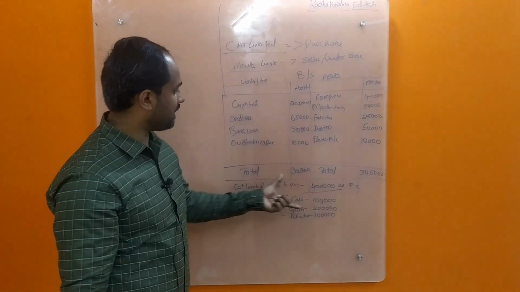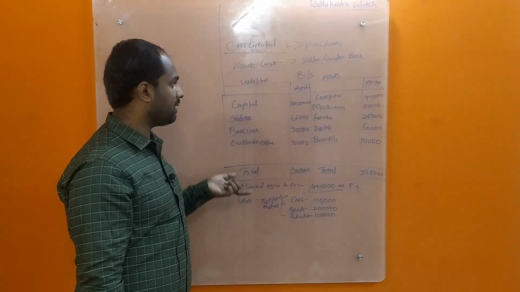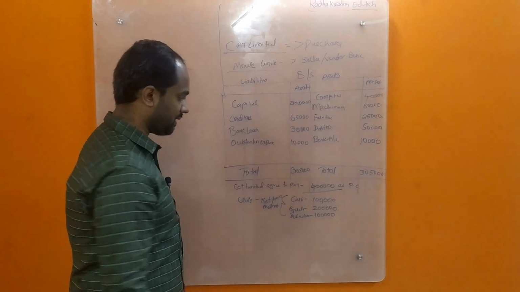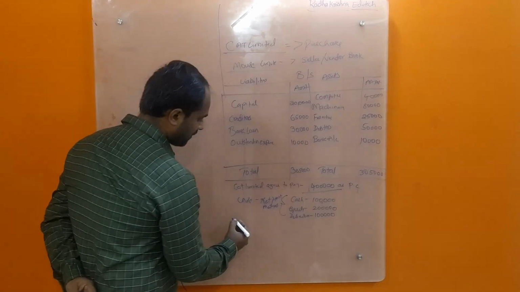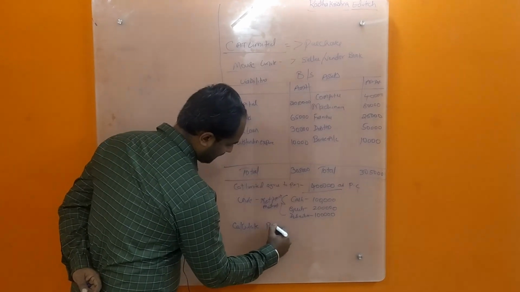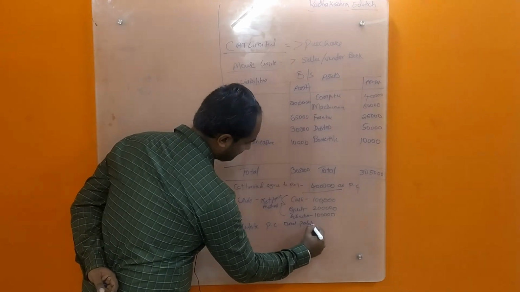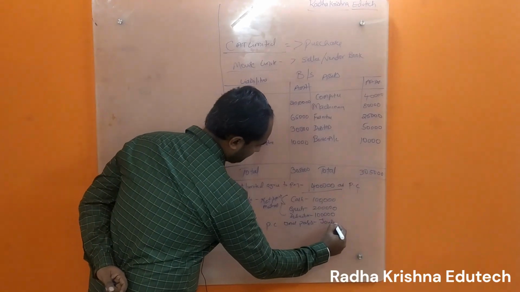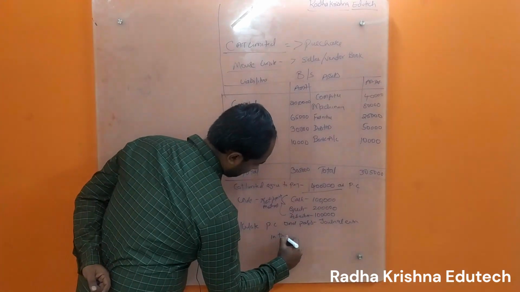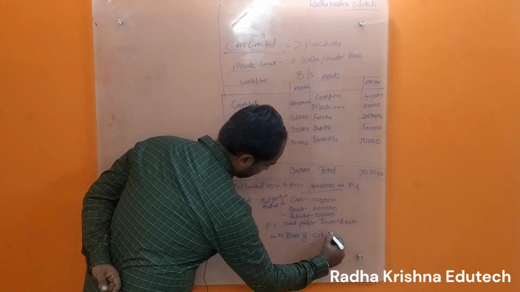Suppose they have not given any items, we have to calculate a PC. If they are not mentioning any items in the problems, you should calculate based on net asset method. So 4 lakh. So the question is, calculate PC and pass journal entry in the books of Cat Limited.